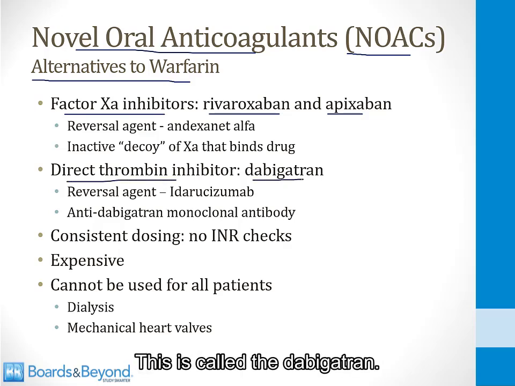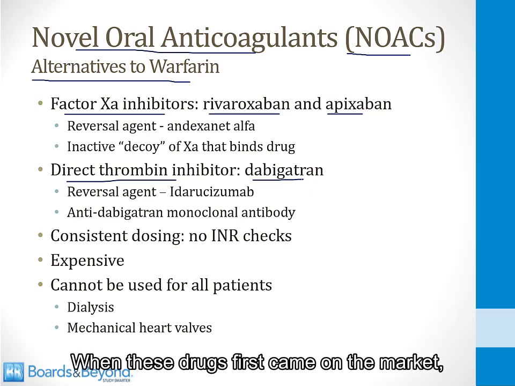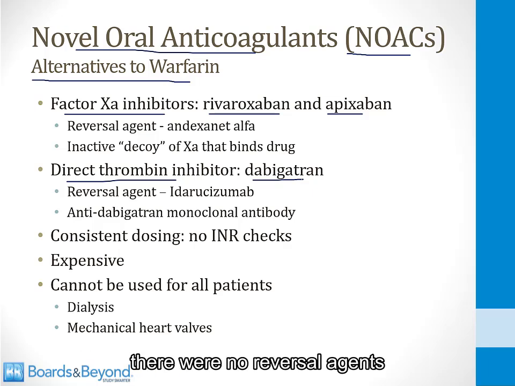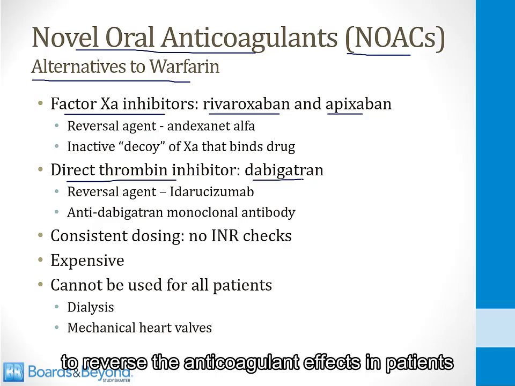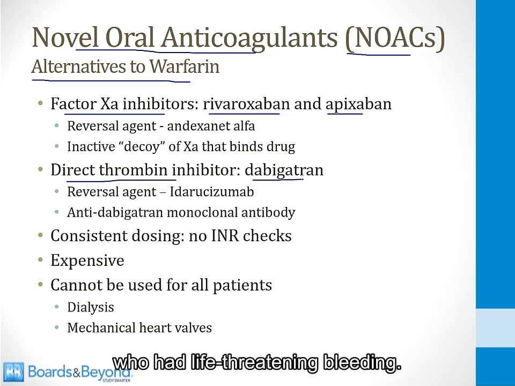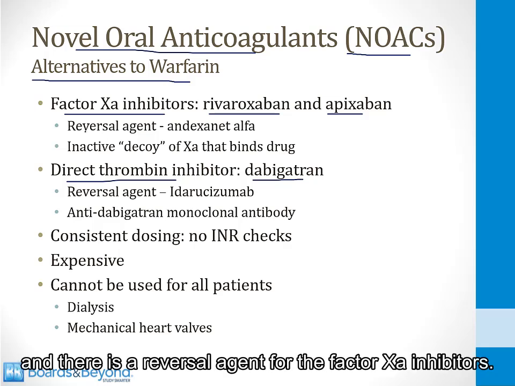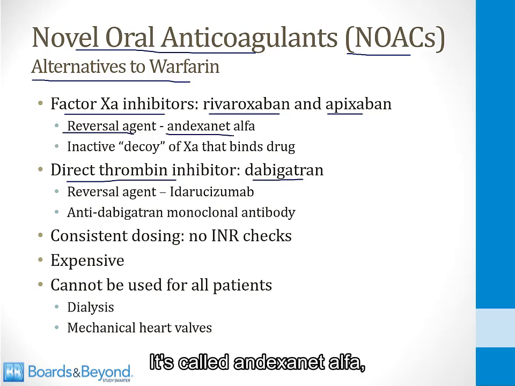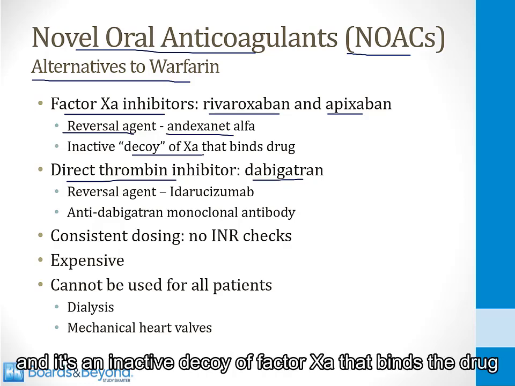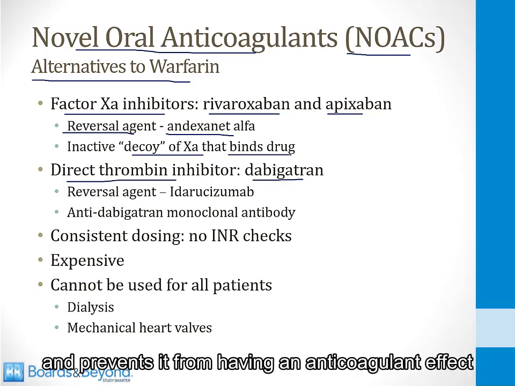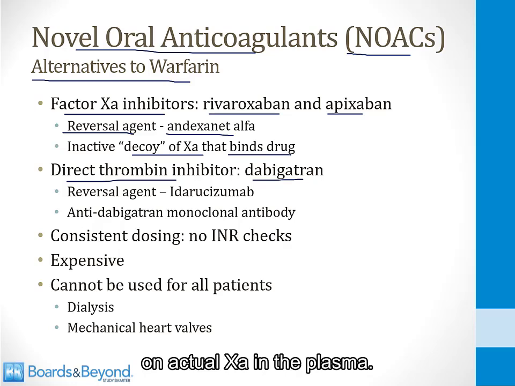This is called dabigatran. When these drugs first came on the market, there were no reversal agents to reverse the anticoagulant effects in patients who had life-threatening bleeding. That has now changed, and there is a reversal agent for the factor Xa inhibitors. It's called andexanet alfa, and it's an inactive decoy of factor Xa that binds the drug and prevents it from having an anticoagulant effect on actual Xa in the plasma.